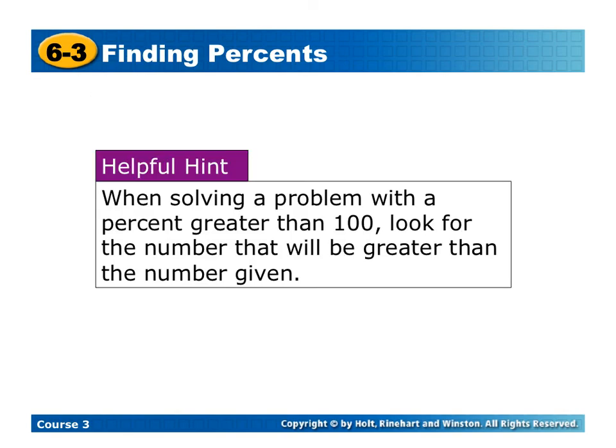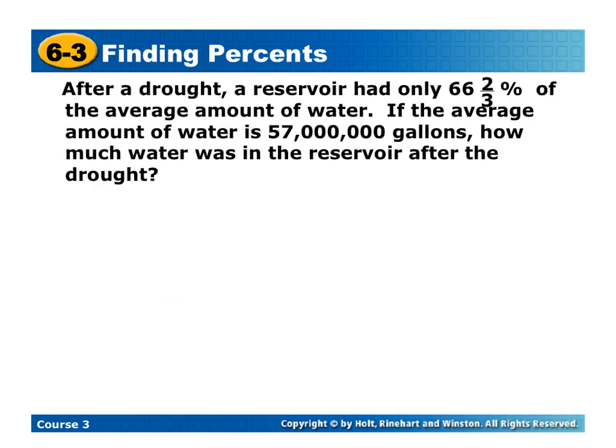Now here's one thing to keep in mind: when you are solving a problem with a percent greater than 100, the number that your answer will be is always greater than the number that is given. Now it's your turn. Why don't you go ahead and pause the video and see if you can solve this problem on your own. So after a drought, a reservoir had only 66 2/3% of the average amount of water. If the average amount of water is 57 million gallons, how much water was in the reservoir after the drought?